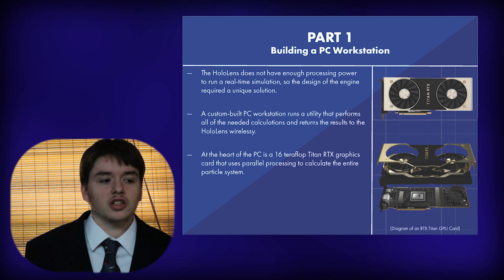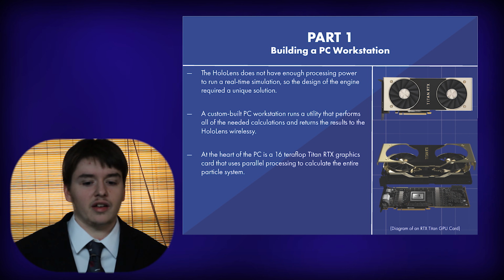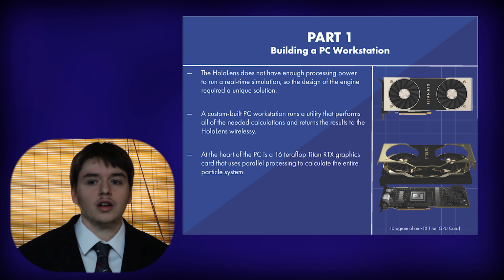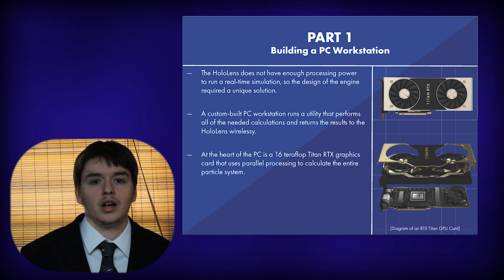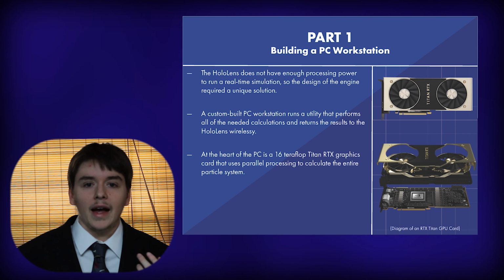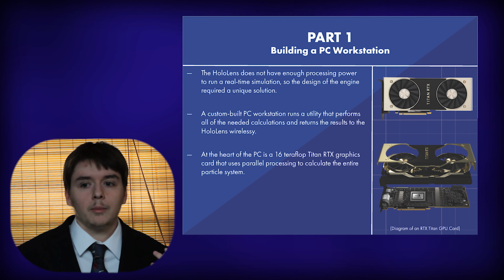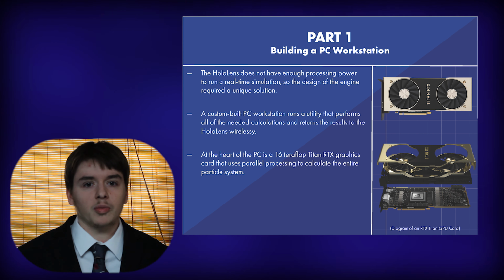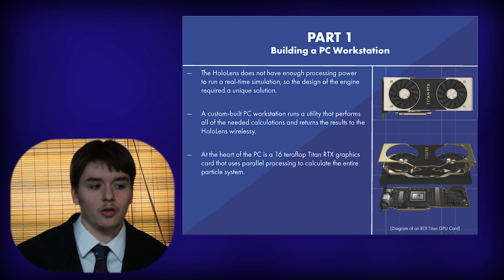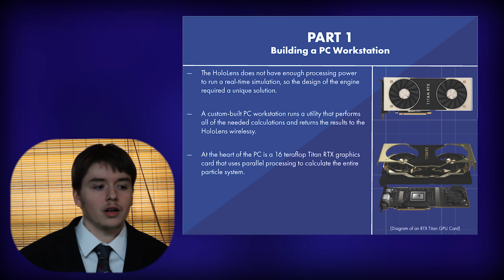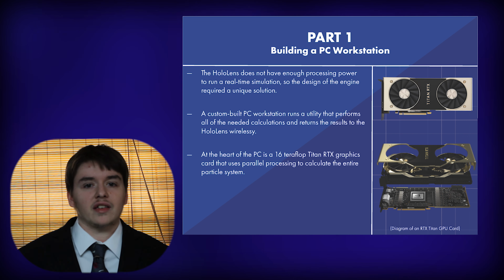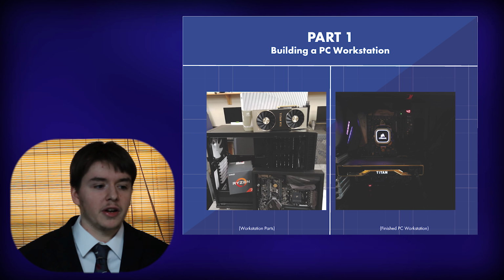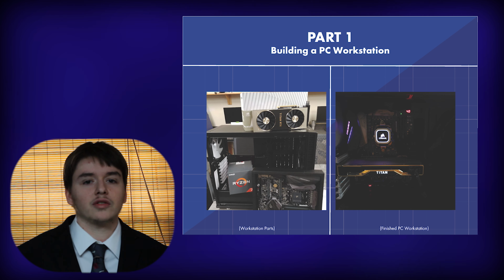We figured out the best solution would be to build a PC tower, a really powerful tower that could get the data from the HoloLens and perform all of the heavy calculations, and then return it wirelessly. And at the heart of this PC, we actually put in a 16 teraflop RTX Titan graphics card, one of the most powerful that NVIDIA manufactures right now. And this card basically does all of the physics calculations. You can see here a picture before we built the computer and then afterwards when it's on and running simulations.